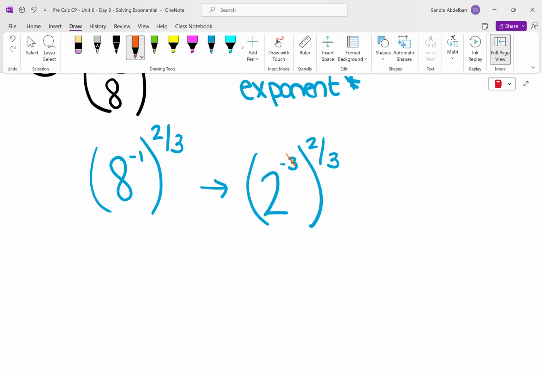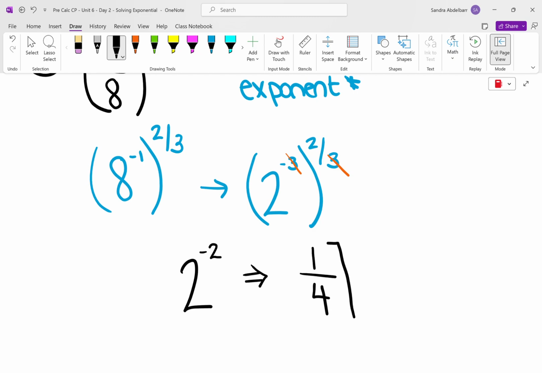What happens with the 3's? They cancel. So we are left with 2 raised to the negative 2nd power. What is that? 4. 4 over where? Oh, you have to do the whole thing, that's 1 over 4. 1 over 4, you got it.